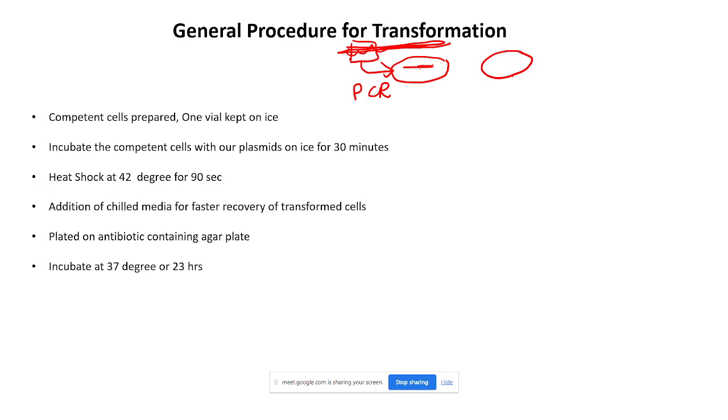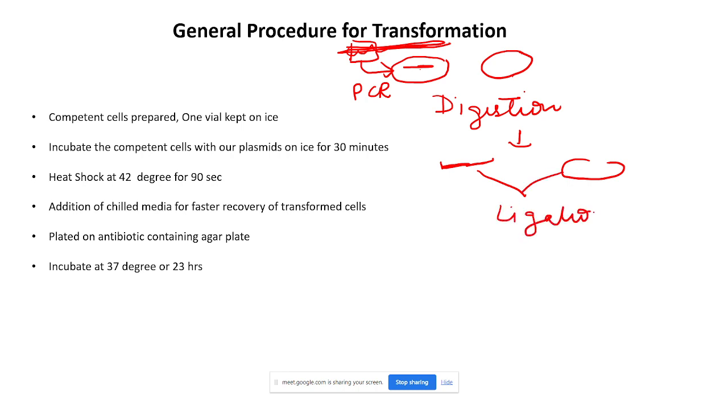So for that, I have to cut the vector and the insert with the same restriction enzyme. First we did the digestion, where we have cut our vector and the insert with the same restriction enzymes. After digestion, this is your vector, and this is your insert. Now what we will do is ligate it. So, ligation.